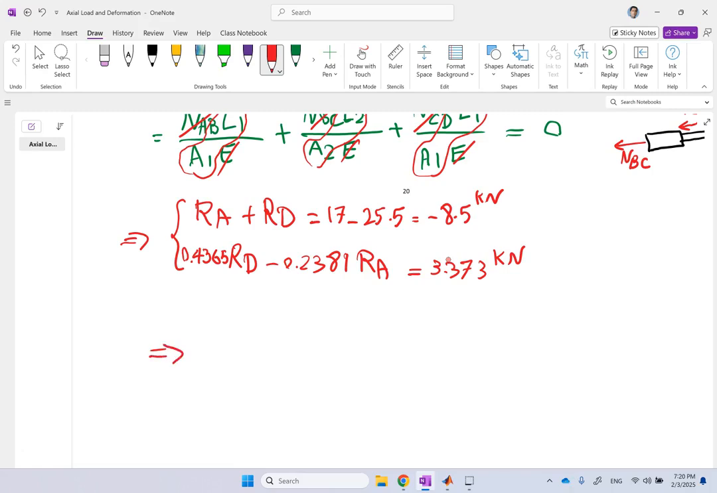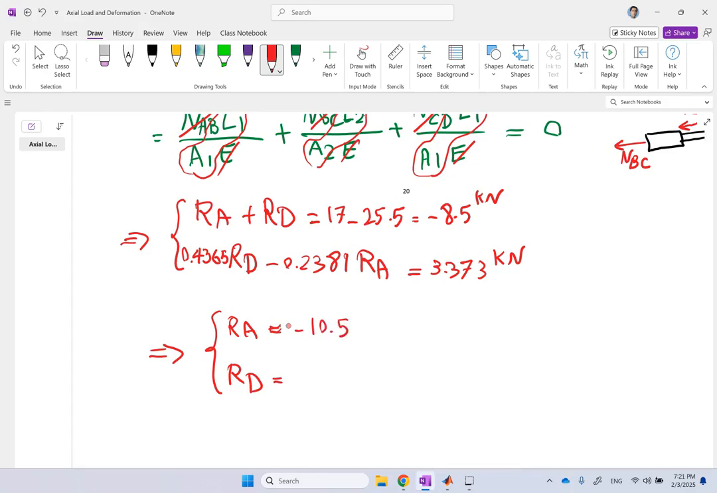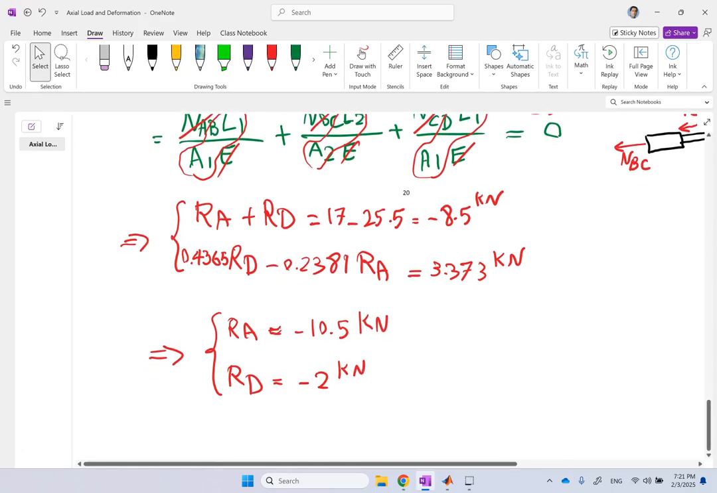And I bet everybody can solve for both of these unknowns. So if you do so, if I just use a small approximation, this is going to be negative 10.5 and this is going to be 2 kilonewton. 10.5 and 2. Now this is positive 2, not negative.